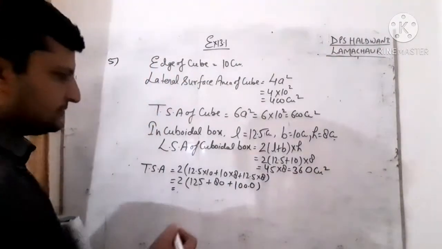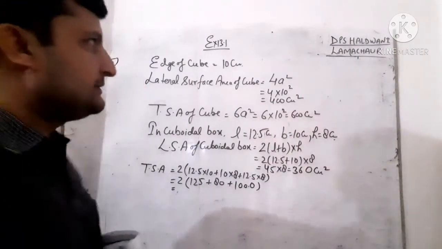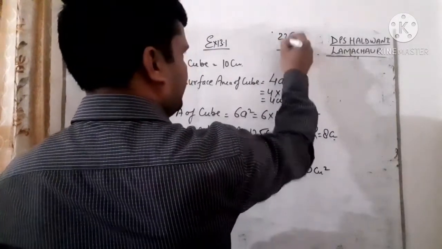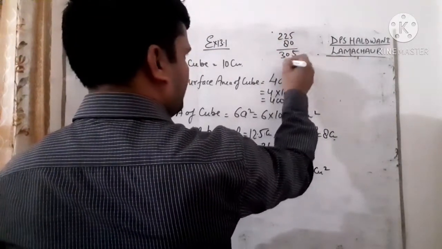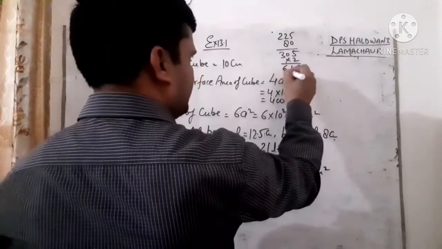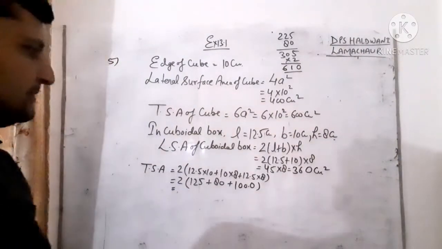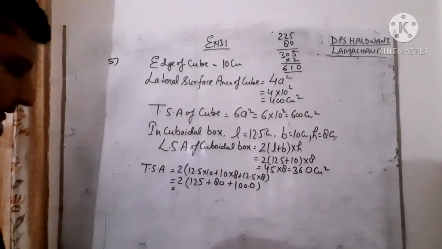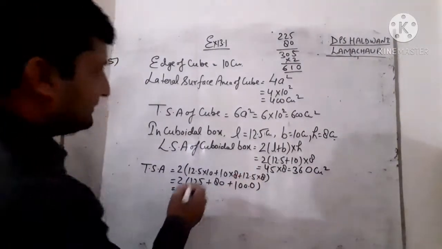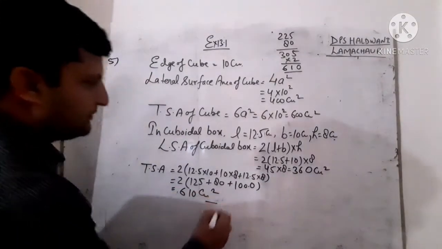So it is coming like this, student. 100 plus 125 is 225. 225 plus 80 is equal to, we have to calculate it here, 305 into 2. 2 5 is 10. 2 0 plus 0 1. 2 3 is 6. So students, this is coming 610 centimeter square. We can calculate it again. 12.5 plus 80 plus 100. So, right. This is coming to 610 centimeter square.